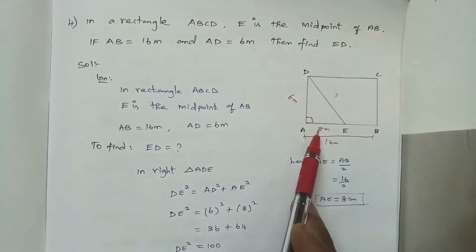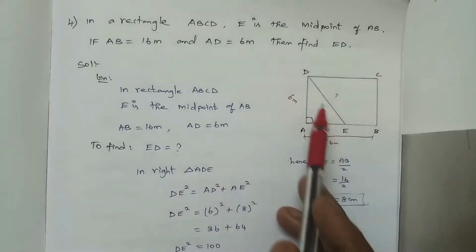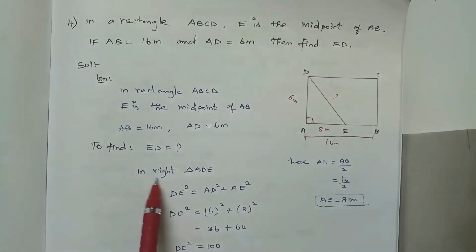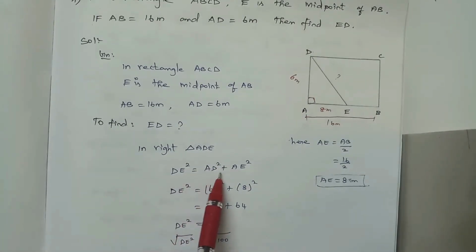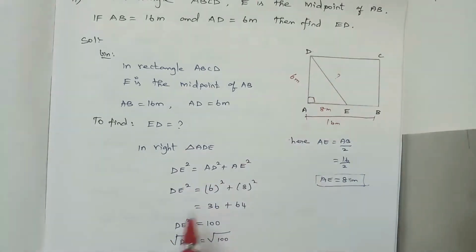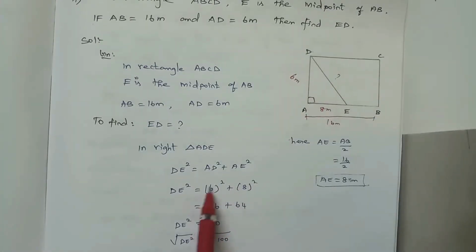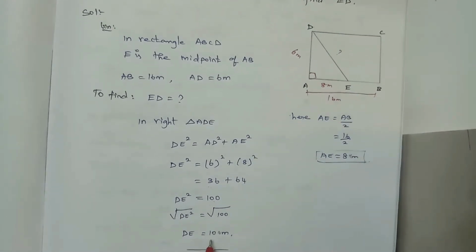Now we know these two values. With the help of the Pythagoras theorem, we are going to find DE square. So in right triangle ADE, DE square is equal to AD square plus AE square, which is 6 square plus 8 square. 6 square is 36, 8 square is 64. 64 plus 36 is 100. DE square is equal to 100. Taking square root on both sides, DE is 10 meter.